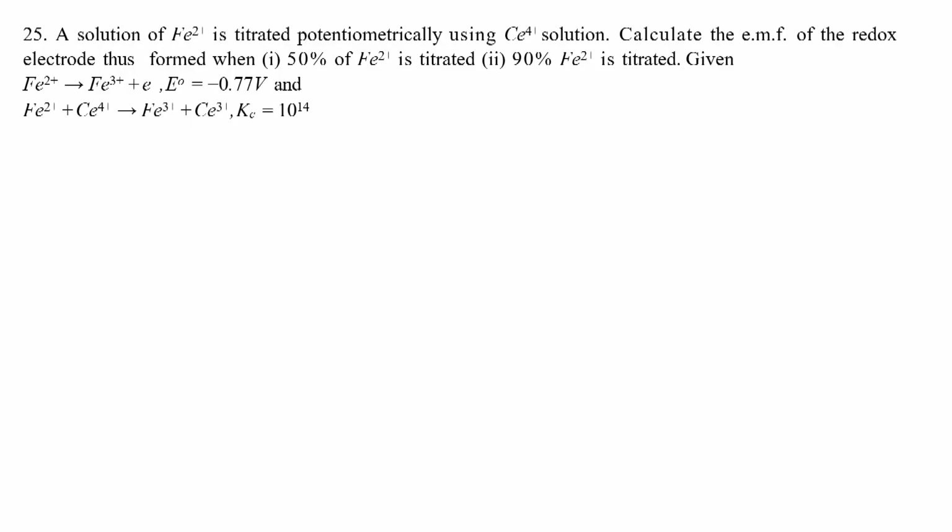Next we discuss problem number 25. A solution of Fe2+ is titrated potentiometrically using Ce4+ solution. Calculate the EMF of the redox electrode thus formed when 50% of Fe2+ is titrated and 90% of Fe2+ is titrated. Given for the redox reaction Fe2+ goes to Fe3+, E naught is minus 0.77 volt, and for the reaction Fe2+ plus Ce4+ goes to Fe3+ plus Ce3+, Kc is 10 to the 14.